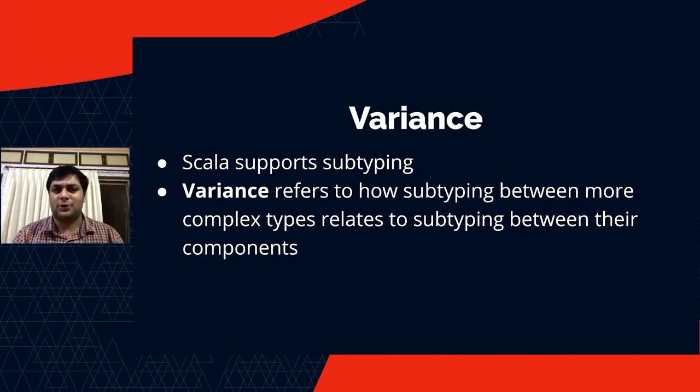Now, let's talk about variance. It refers to how subtyping between more complex types relates to the subtyping between their components. By the way, this is the definition from Wikipedia. And if this definition is not easy to understand properly, we have a diagram to suffice our needs.